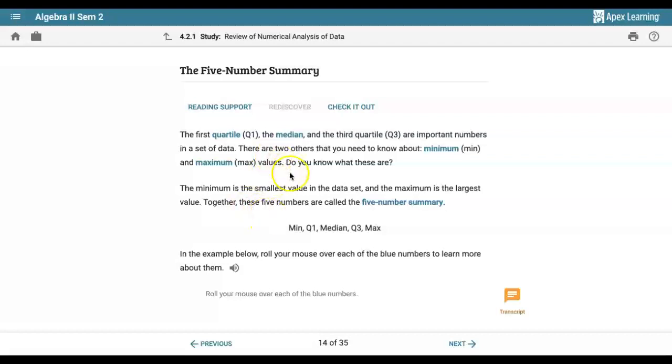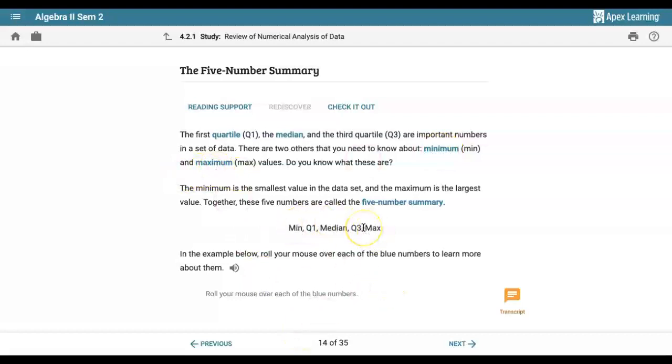The 5-number summary. Basically, what we can do here is look for 5 different points, and that will help tell us a lot about our data set. The first one is our min and our max value. So what's the absolute lowest? What's our absolute highest value? So, our min and our max.